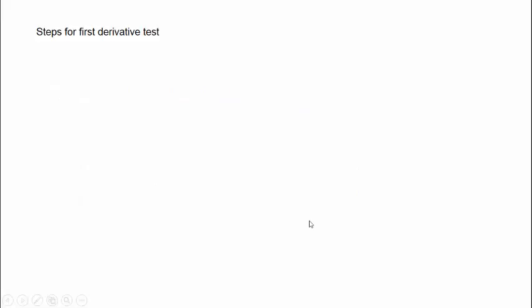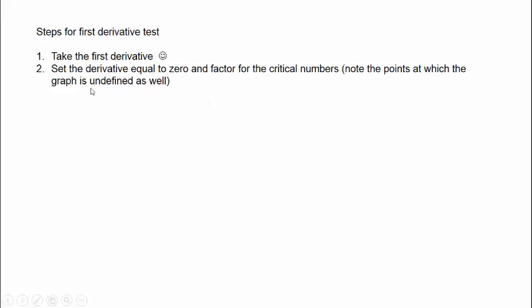Okay, so I've come up with 5 steps that will hopefully help us use the first derivative test and organize our information in a way that's easy to read and therefore will then be easy to graph. The first step is to take the first derivative. I know that's kind of a given, but sometimes we need to write that stuff down. So we're going to take the first derivative of our function. Then we're going to set that derivative equal to 0, and we're going to factor for the critical numbers.